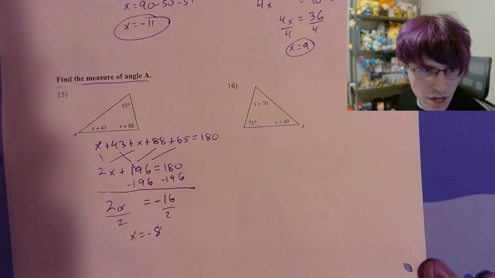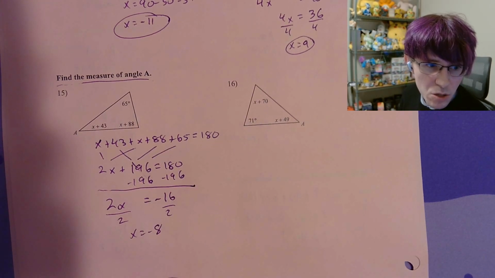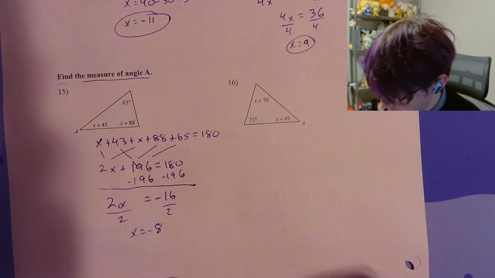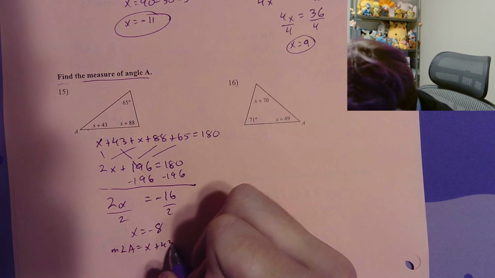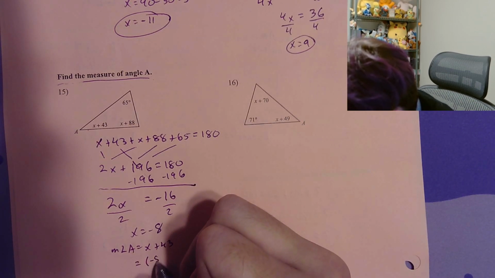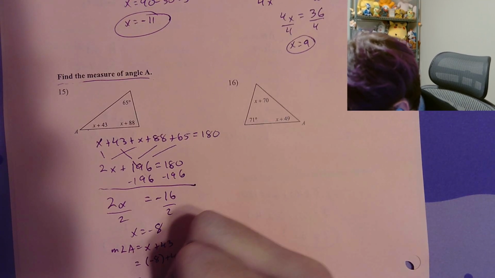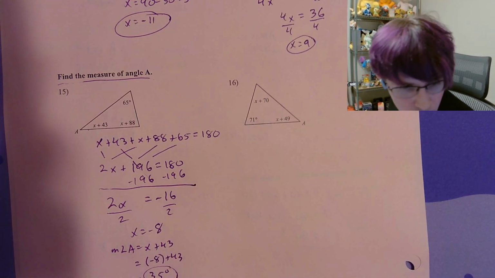You're getting x is negative 8, but make sure you're actually answering the question. Find the measure of angle A. Measure of angle A is over here. So the measure of angle A is equal to x plus 43, which is negative 8 plus 43, which is 35 degrees.